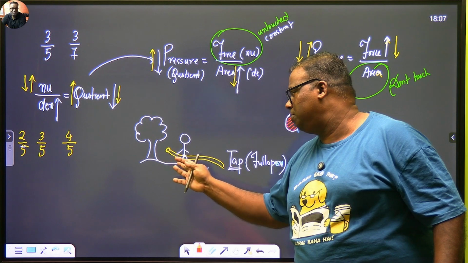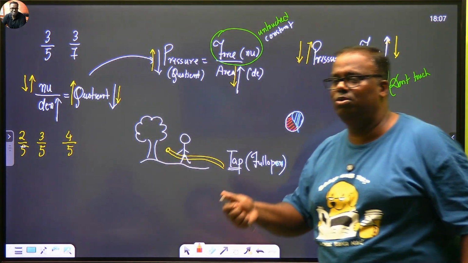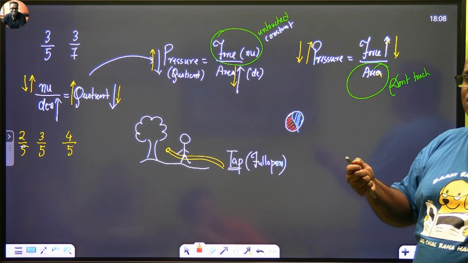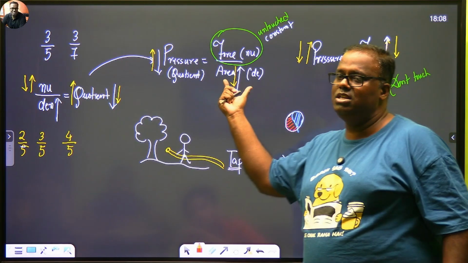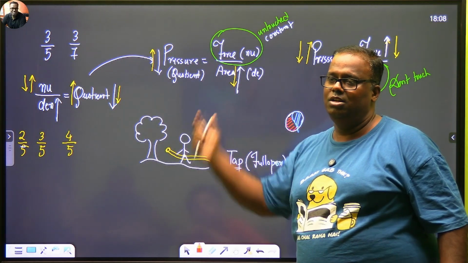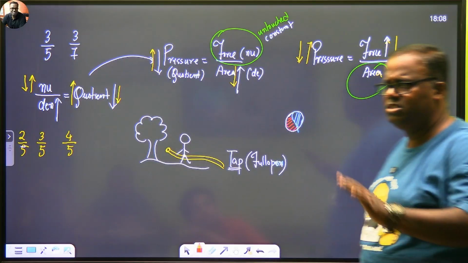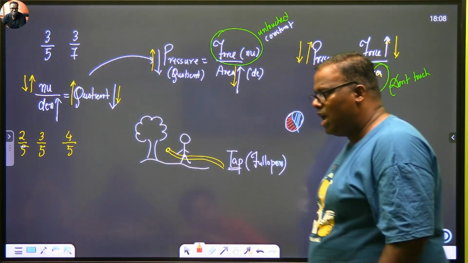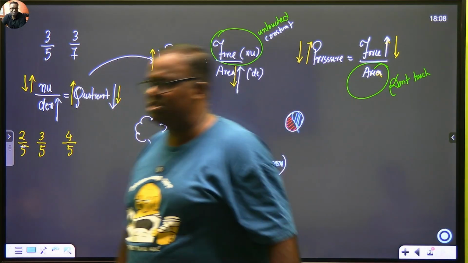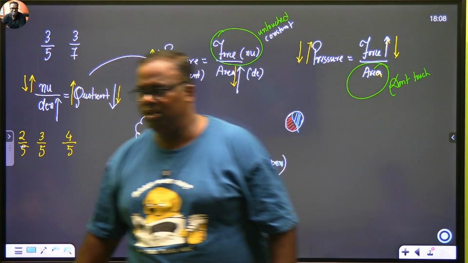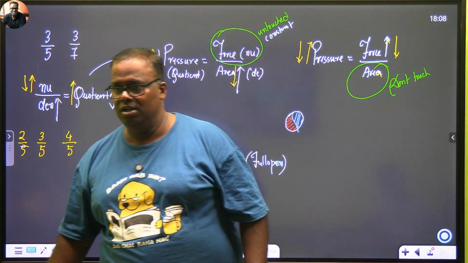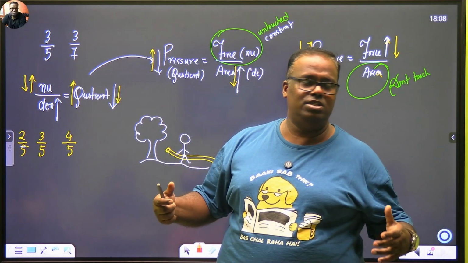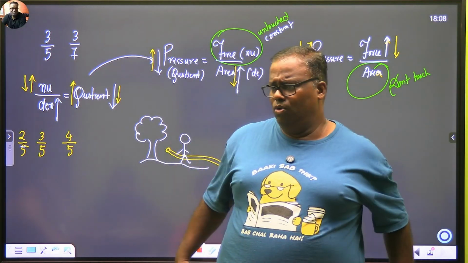In this example, what we are trying to see is that if the numerator is kept constant, thus the force is kept constant, if I want to increase my pressure, I need to reduce my area, and vice versa. If I want to reduce my pressure, I have to increase my area. Hope you have understood this.